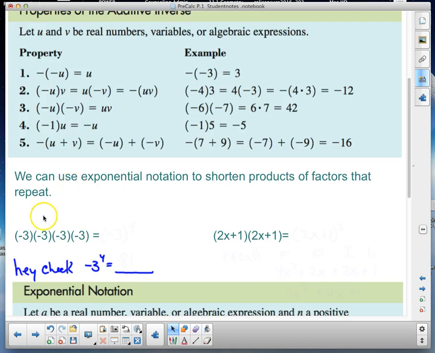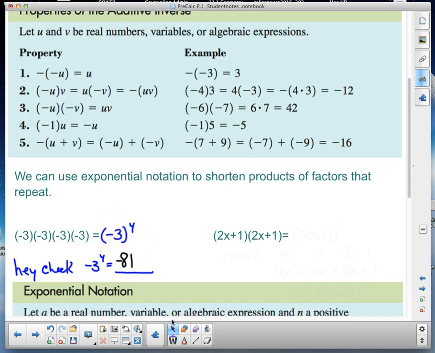So if you remember exponents, I've got 4 of them. My base is negative 3, and it's 4 times. So check it, negative 3 to the 4th power is 81. Now, look at this and look at this. A lot of people treat these the same, but they're not.